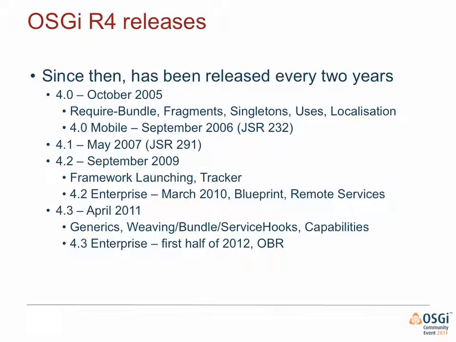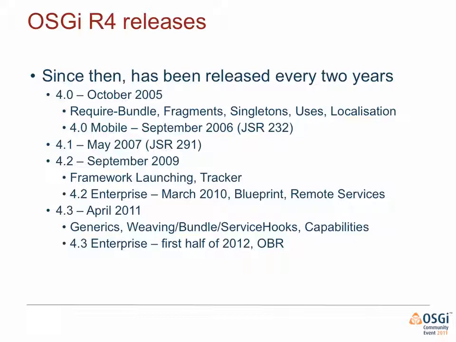OSGi 4.0 mobile spec came out a year later in September 2006 and was then codified in JSR 232, the Java Standards Request process. OSGi 4.1 came out in 2007, which didn't really have any significant changes other than it was rubber-stamped as JSR 291. And the reason for having those JSRs in there was at the time there were some other proposals, JSR 277 for example, and JSR 294, that were looking at modularity, and it was felt that having a JSR referencing an existing implementation would be a good way of moving forwards.